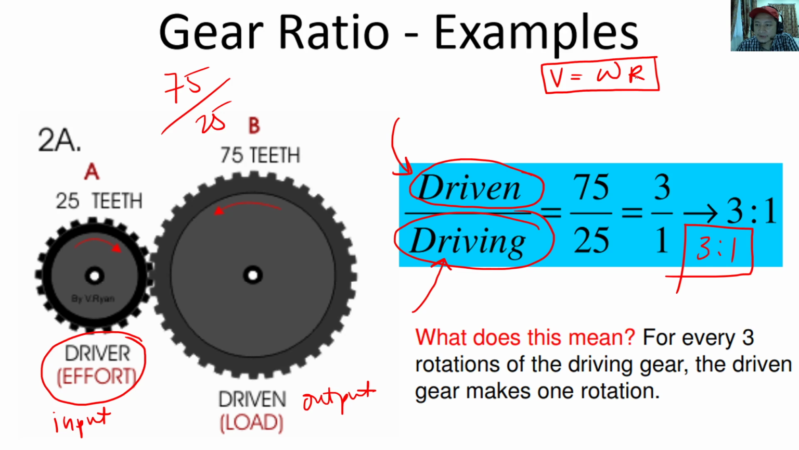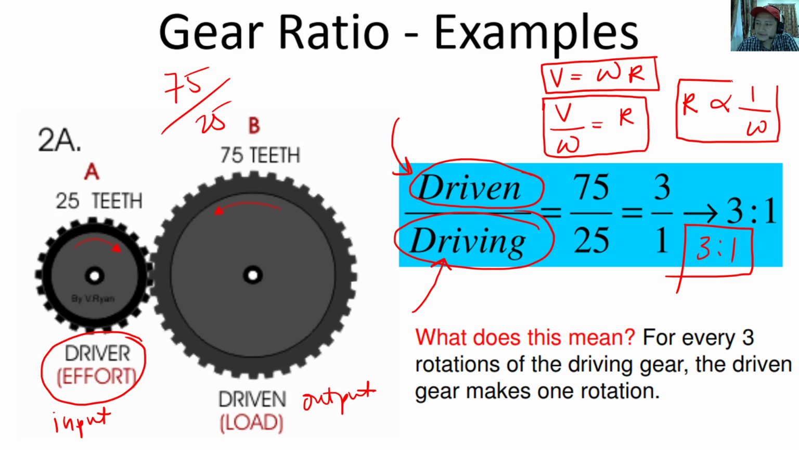So the relationship between radius and teeth and omega is inversed. Okay, so V over omega is equal to radius. It becomes like this. So radius is proportional to 1 over omega. So it's slightly a little bit confusing if you choose this method. So you got to convert properly. It's reversed.